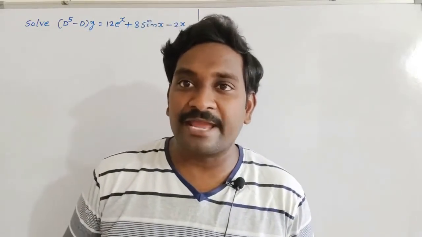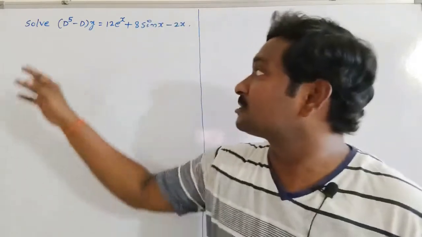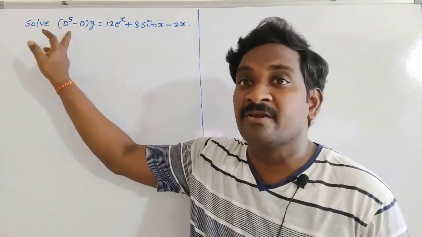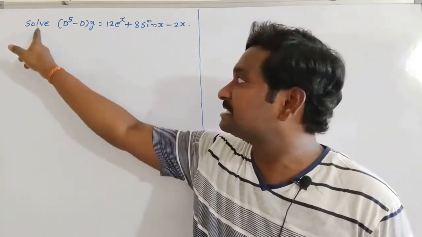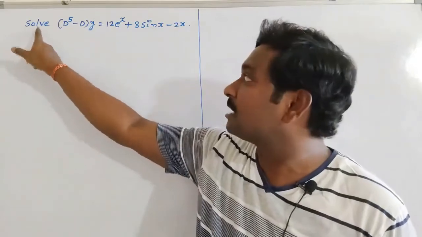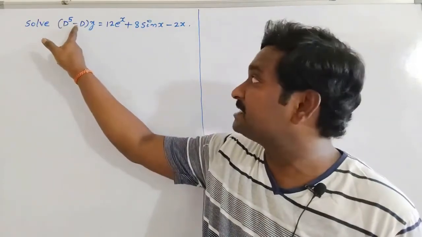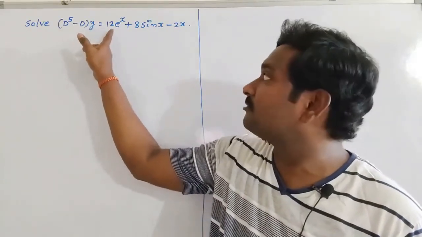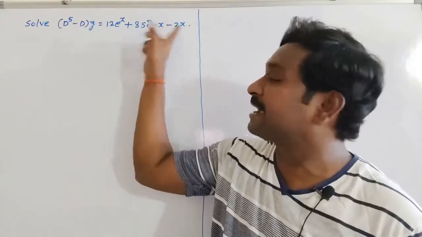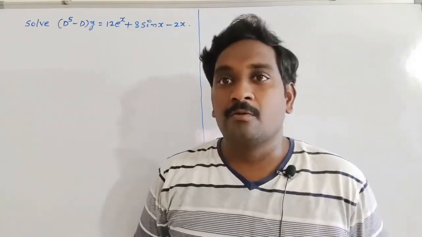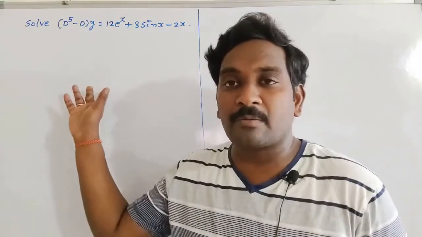In this video I would like to give another example on solving higher order differential equation with constant coefficients. This is the statement of the given problem. Solve (D^5 - D)y = 12e^x + 8 sin x - 2x. Okay, what is the general solution of this type of problems?